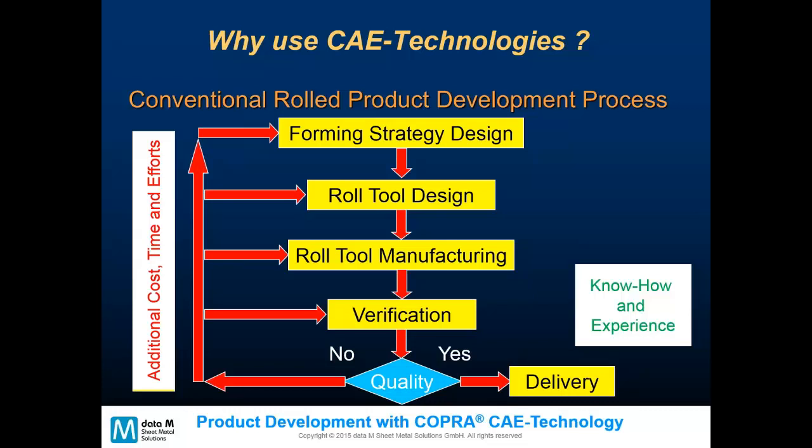If the quality is acceptable, of course, we deliver the project. And we need a lot of know-how and experience to work through this loop. If the quality is not acceptable, there are additional costs, time and effort to deliver that project. So we'd have to readdress the forming strategy, the tool design and the roll tool manufacture itself, again resulting in verification. And we would continue this loop, potentially modifying rolls, manufacturing new rolls, developing the forming strategy until we received a quality product.